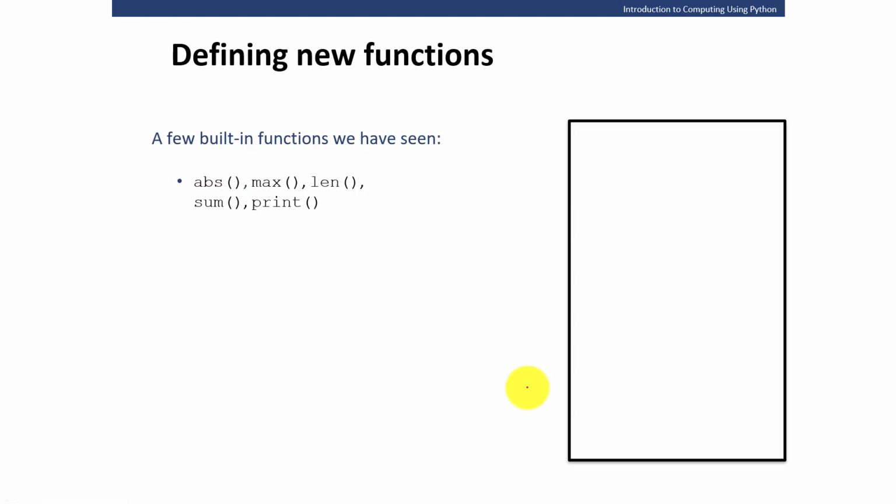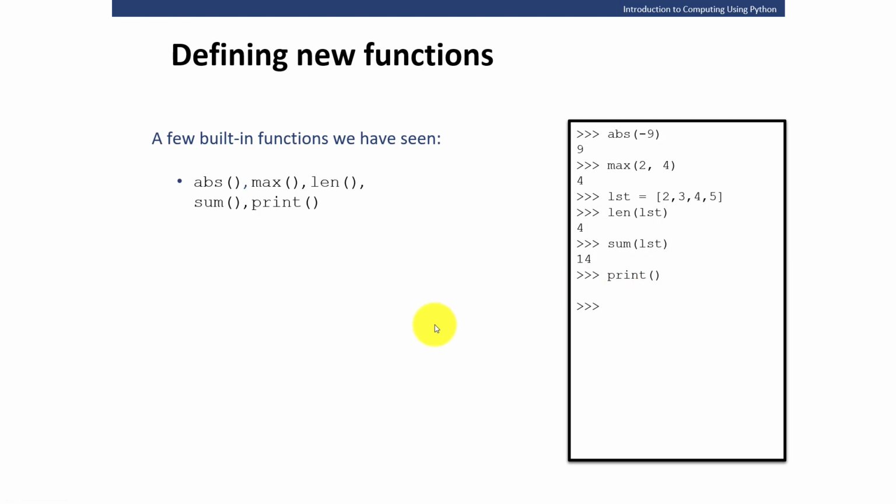Okay, so we have seen that we can use the built-in functions, print, evaluate, input, and the math functions. But can we do our own functions? Yes, we can. So how can we do our own functions? In addition to the built-in functions that are provided by Python, like the absolute value, providing the length of a list, providing the sum of the list, and print, we can define our own functions.